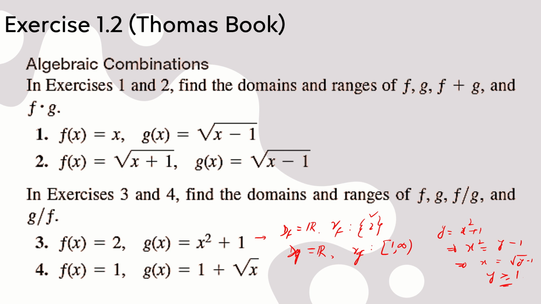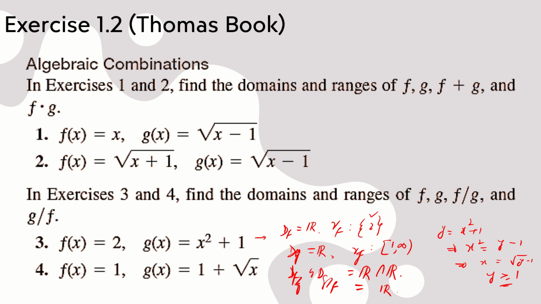Now what about the domain of f by g? You see x square plus 1 is never 0, so the domain of f divided by g or g divided by f both will be all real numbers because we have to take the intersection of them. So R intersection R will be simply R, and there is no point where these two functions are 0. So the domain of f divided by g and g divided by f will be all real numbers.